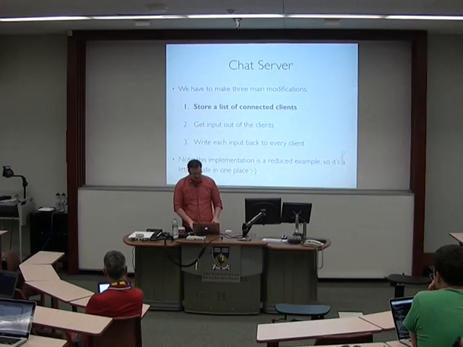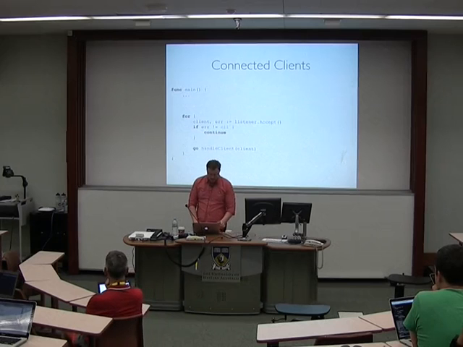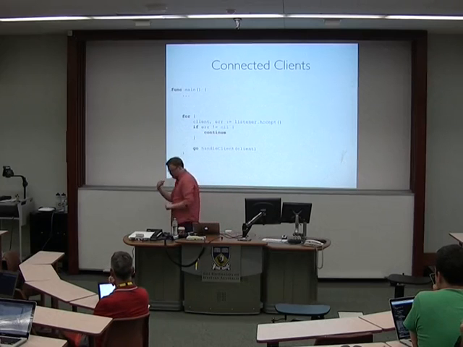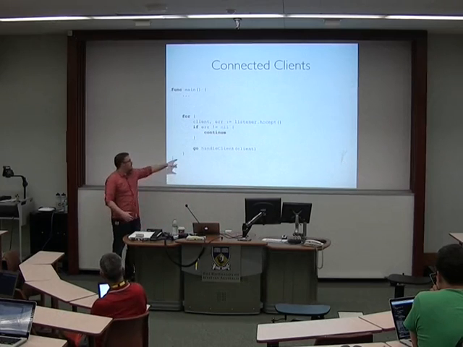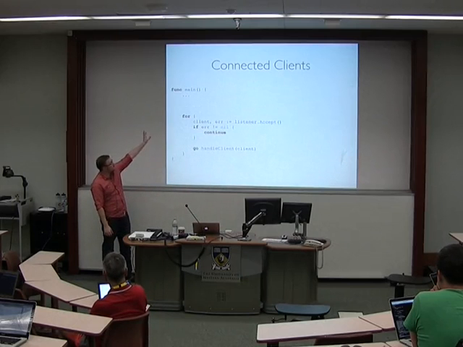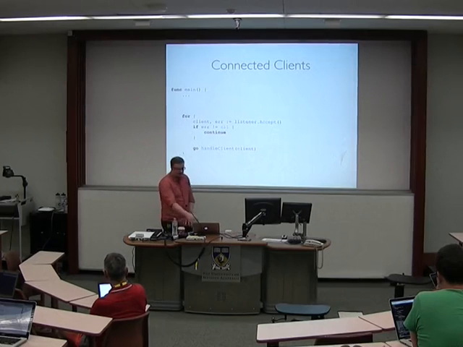So we're going to start with storing a list of connected clients. This is the code, the same code we just wrote, the second version with the Go, right? Nothing has changed here except I've removed some things that we had at the very beginning and added some space.